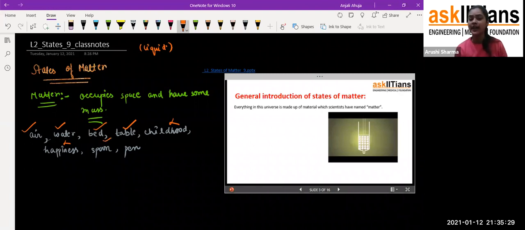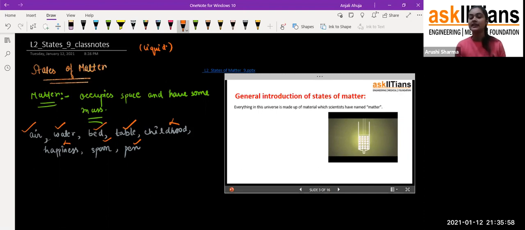So a spoon and a pen, even though a pen is very lightweight, if we keep it on the table it is occupying space, and it also has some mass, so that is matter. So you can say that everything around us is matter. The things we do not include in the list of matter are just those that do not have any mass. Fine. I hope you all understand what exactly matter is.